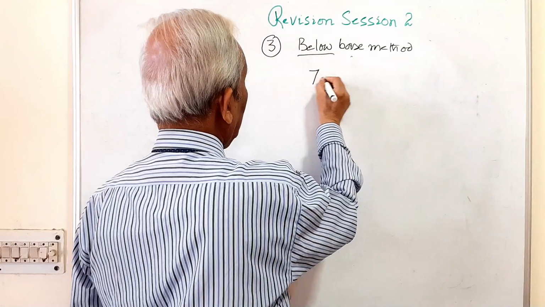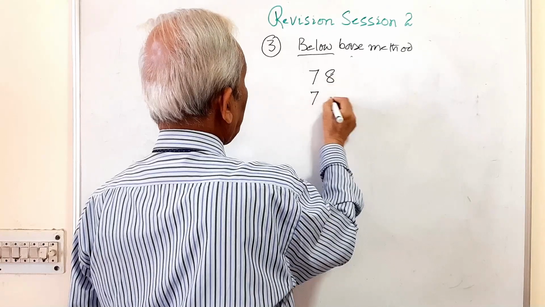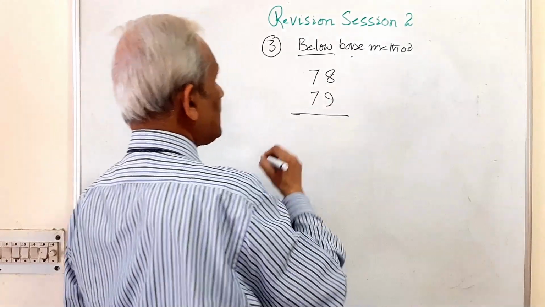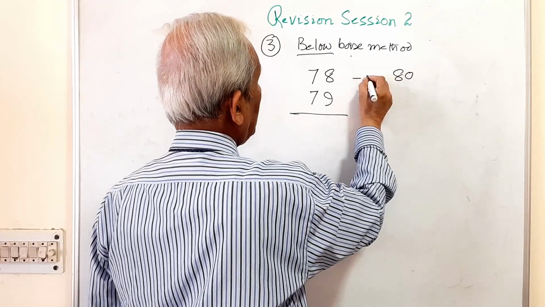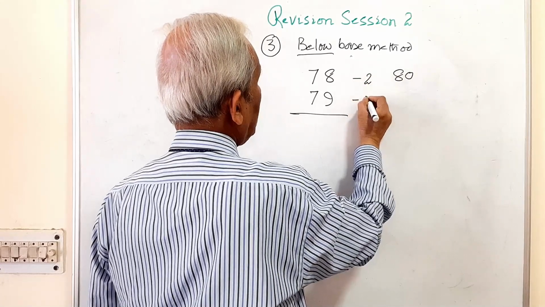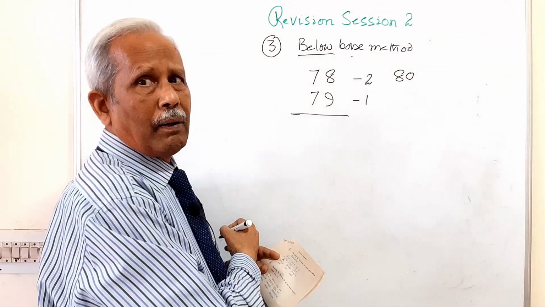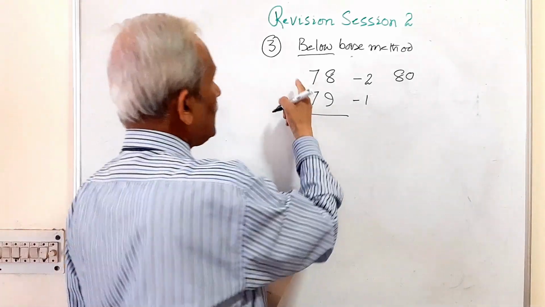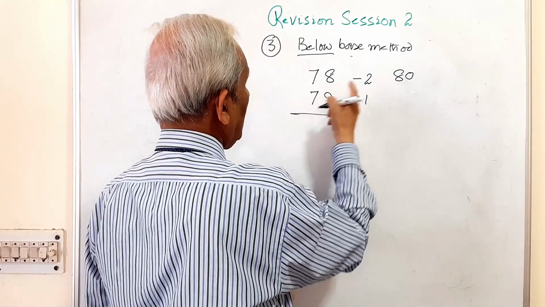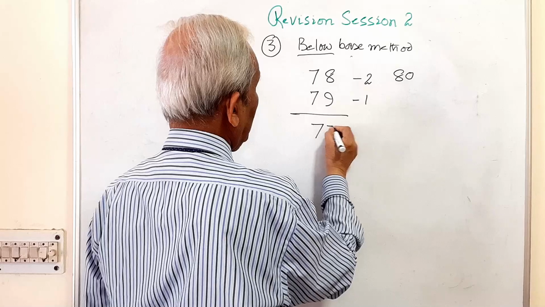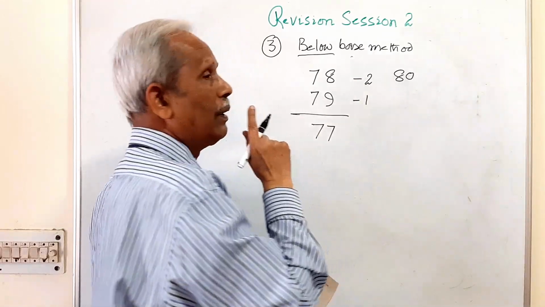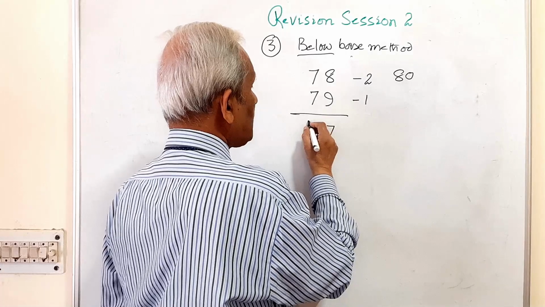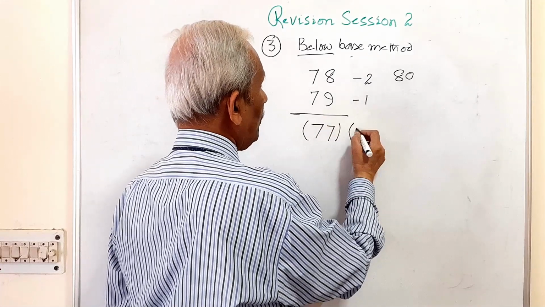78 into 79. Can you tell me the base here? The base is 80. So it's 78 minus 80 is minus 2, 79 minus 80 is minus 1. Right? Now, 78 minus 1 is 77, 79 minus 2 is 77. 77 here. And here it is minus 2 into minus 1 is 2. The second part of the answer is 2.